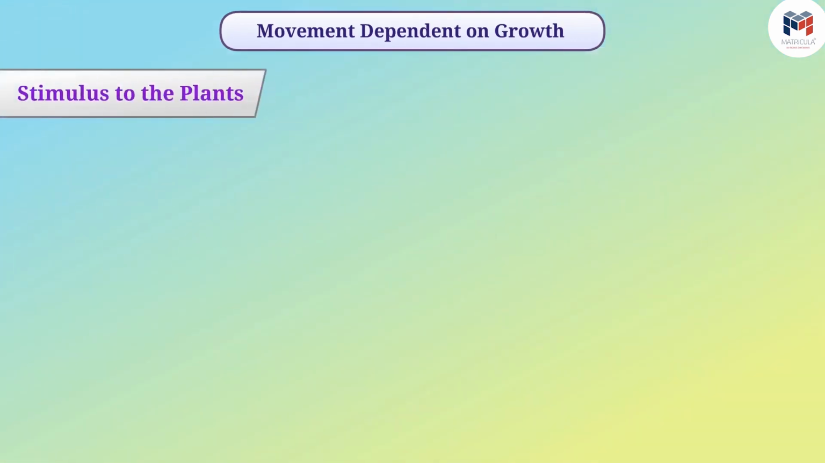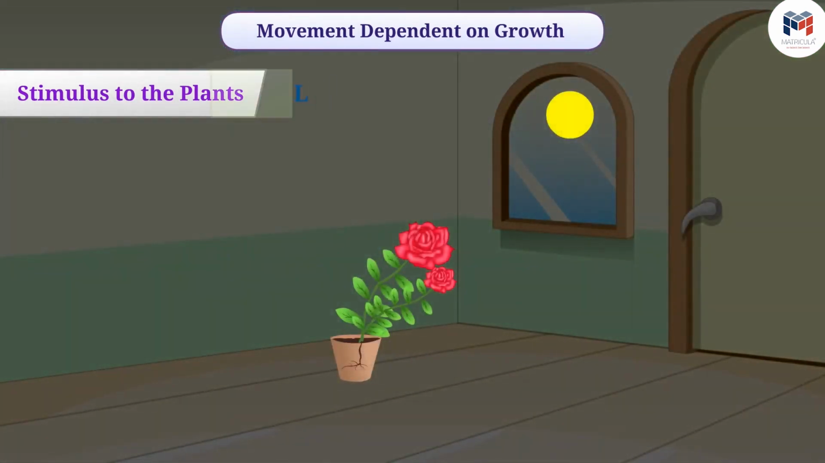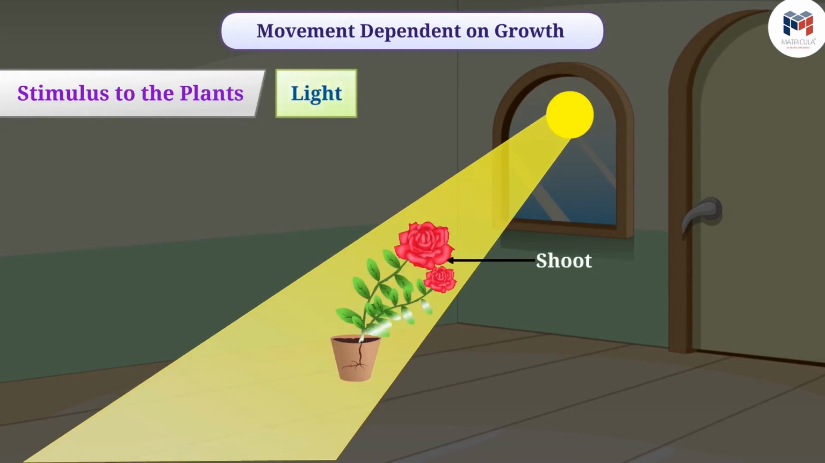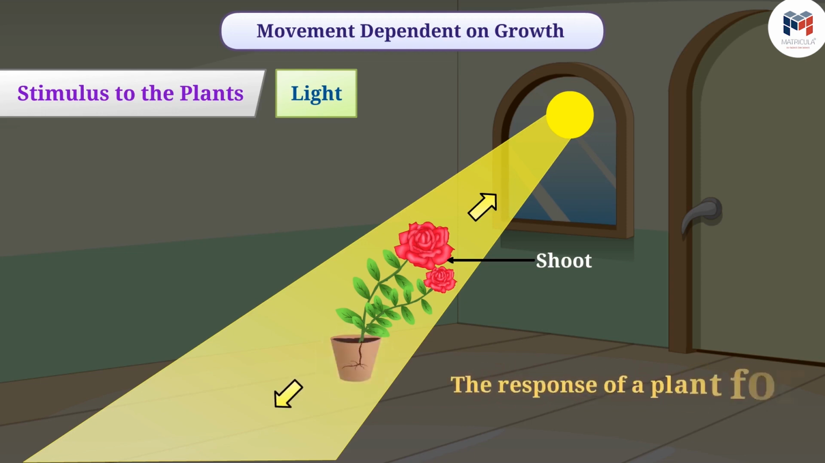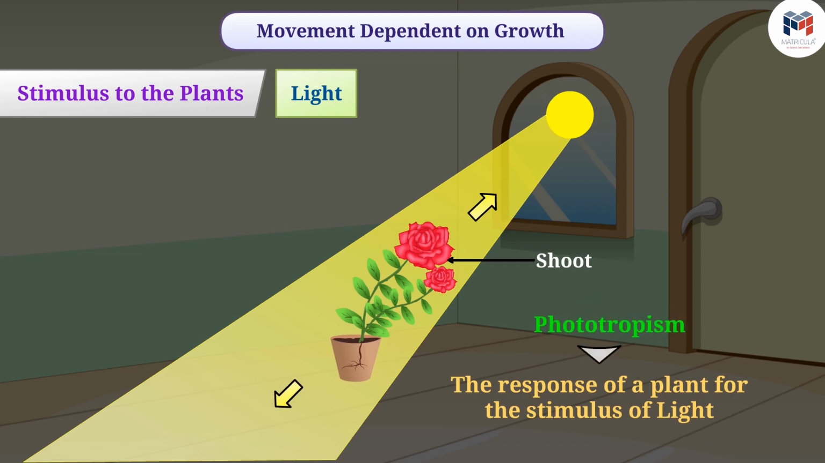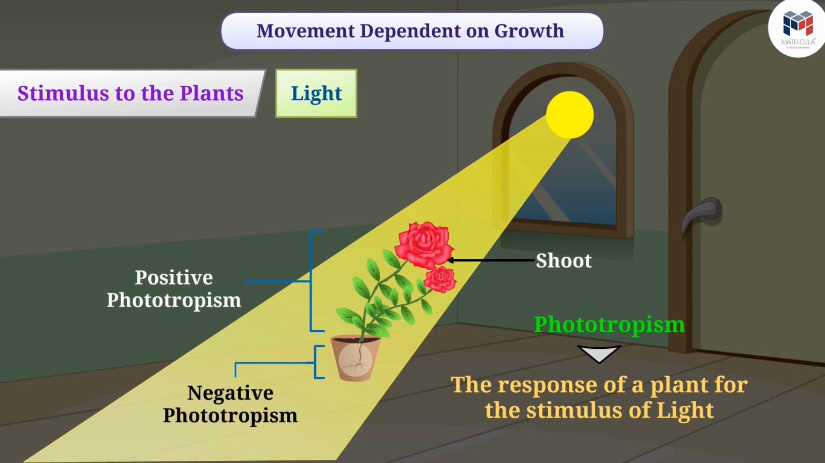Various environmental factors act as stimuli to the plants. Let's discuss it. Light is a stimulus for plants. The shoot of the plant gives the response to the light by growing towards it. However, the roots of the plant grow away from the light. The response of a plant to the stimulus of light is called phototropism. If any part of the plant grows towards light, then we call it positive phototropism. And if any part of the plant grows away from the light, then we call it negative phototropism.